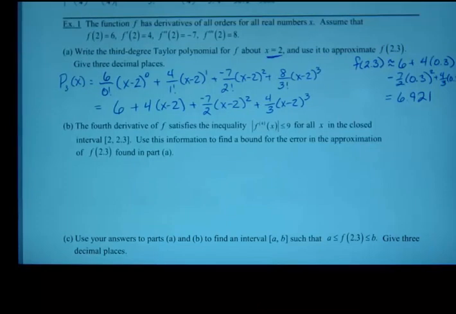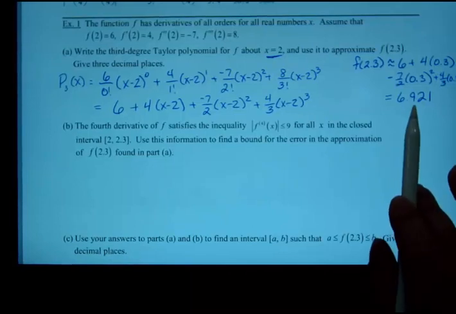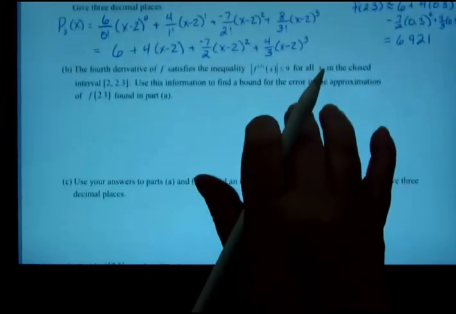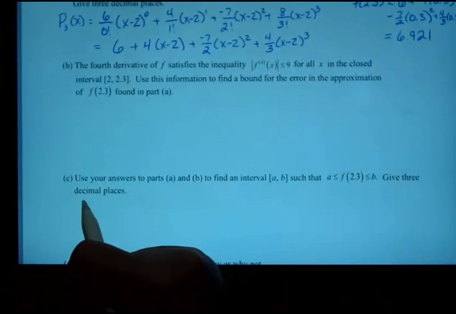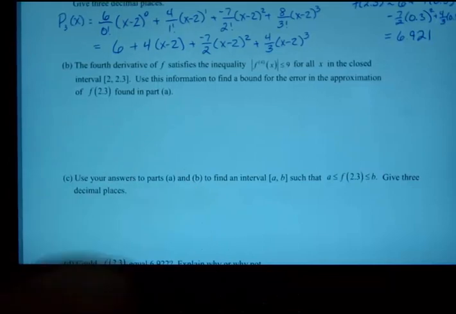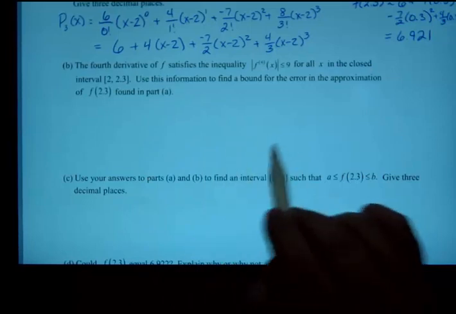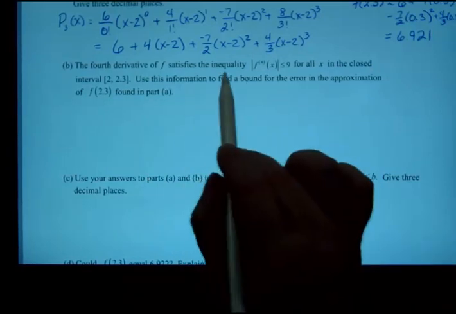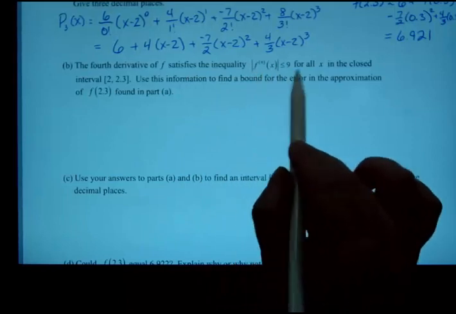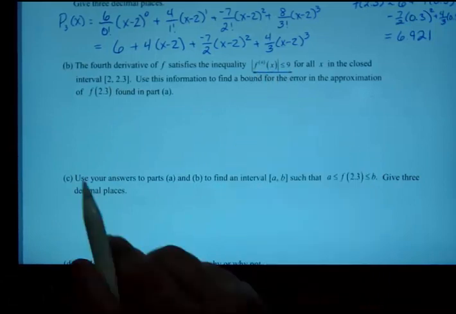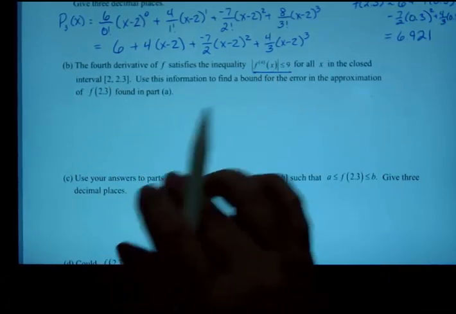All right. So far, we finished part A. We created the polynomial. We wrote down what the approximation is. So, f of 2.3 is an estimate for this value. Now, look at the next question. It's a scary looking question, but if you can interpret it, it's very easy to do. The fourth derivative of f, which is the derivative past the one where I stopped, satisfies this inequality for all x in the closed interval from 2 to 2.3. Does this look like the formula that I gave you on the previous page? Turn back and look if you don't remember.